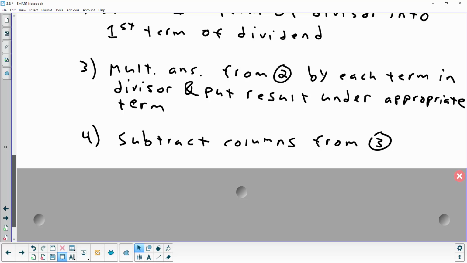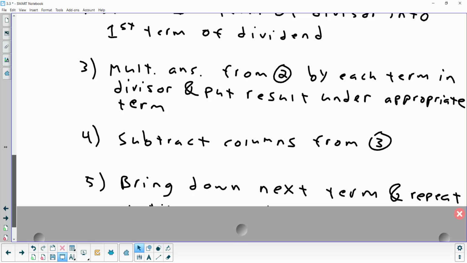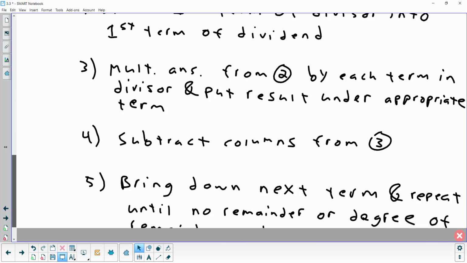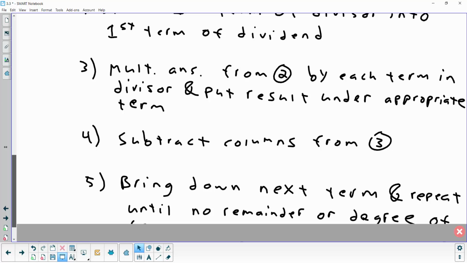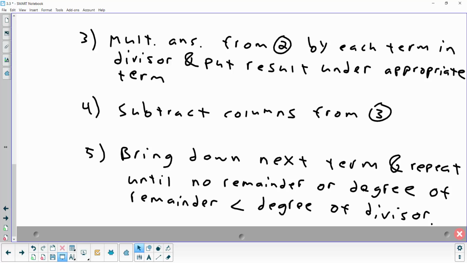After you subtract your columns, you have to continue this process again. So we bring down the next term, and we repeat it. We keep repeating it until we're done. But the question is, how do you know when you're done? One of two things is going to happen. You're either going to keep going until you end up with a remainder of 0, in which case you're done, or the degree of the remainder is less than the degree of the divisor.